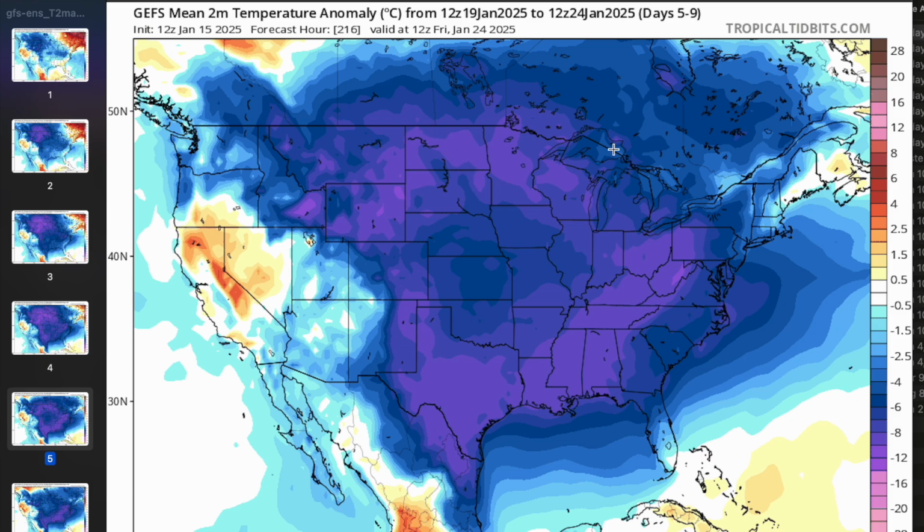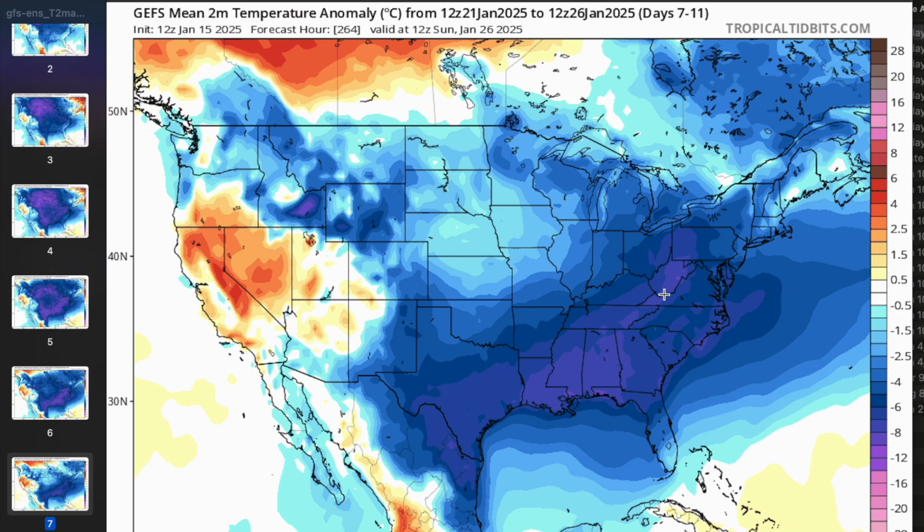So between January 19th and January 24th, the vast majority of people east of the Rockies will be anywhere from 10 to 25 degrees below average. And this slightly modifies as we go towards the end of the month. But still, the southeastern United States, pretty much the eastern seaboard into the southern plains, southern parts of Texas, is going to see some pretty cold temperatures stick around for a while.